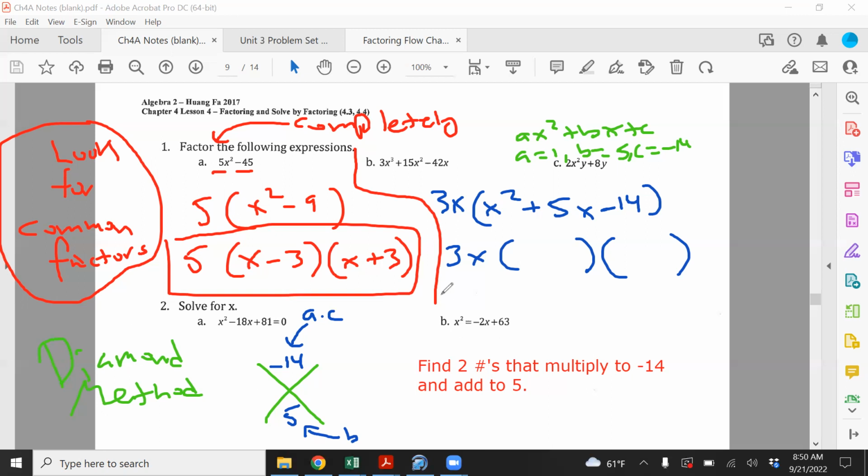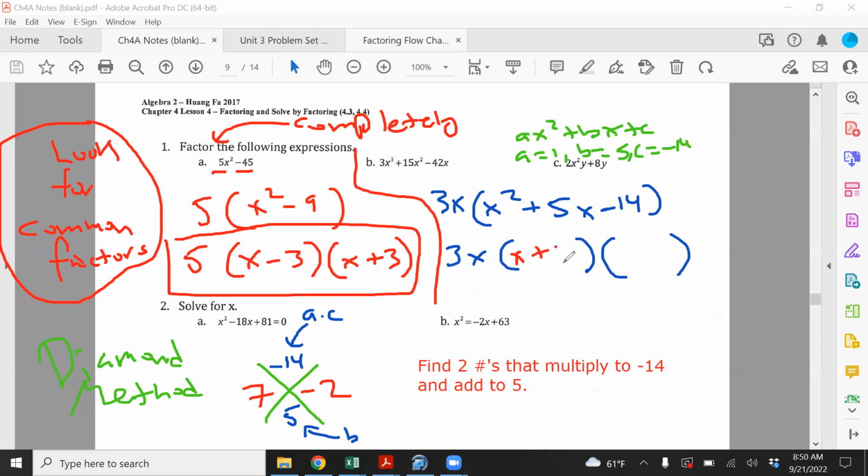So what two numbers multiply to -14 and add to 5? 7 and -2, exactly. 7 and -2 are the two numbers. Sorry, I crossed my 7s because they don't look like 2s. So 7 and -2 clearly multiply to -14 and add to 5. So there you go, x plus 7.